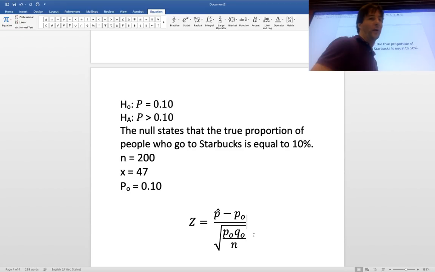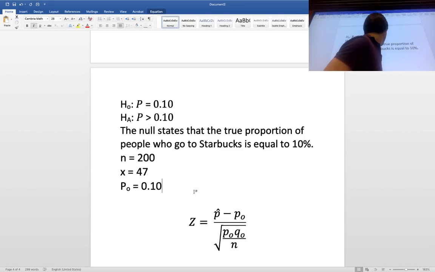Does that make sense? We're going to take the difference, and what you might notice is that we need something that we don't have right now. What do I not have notation-wise? I don't have p hat. How will I solve for p hat? Correct. P hat equals x over n.